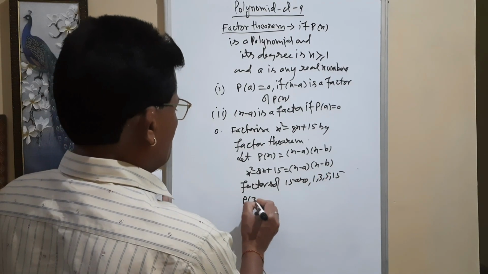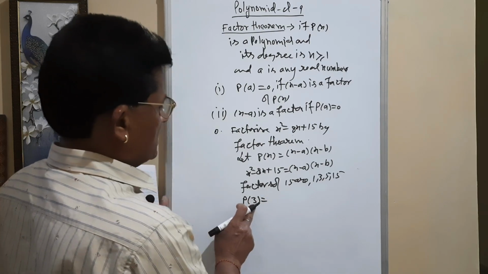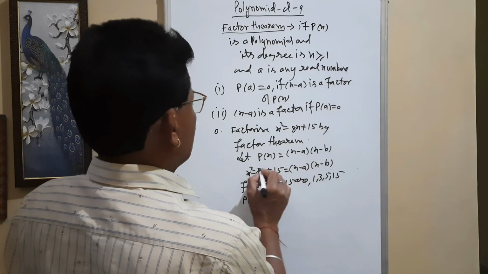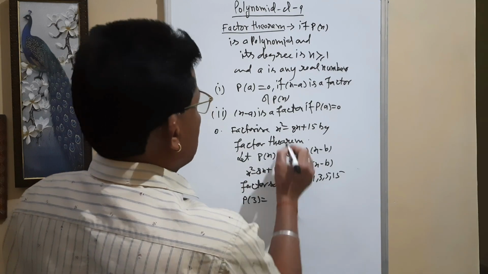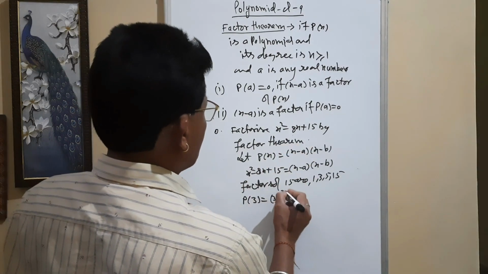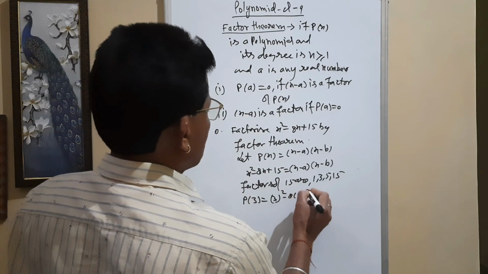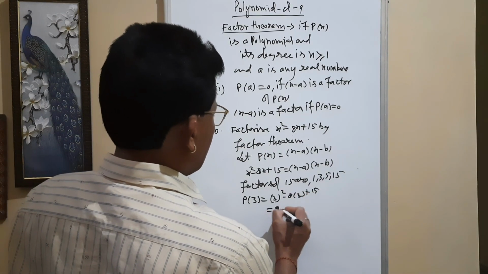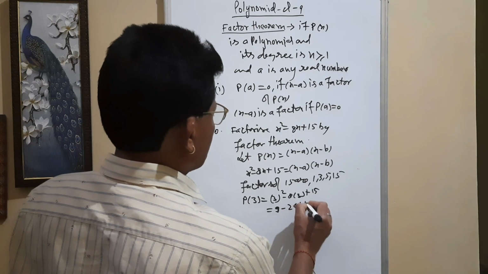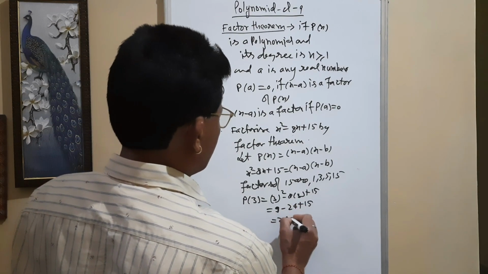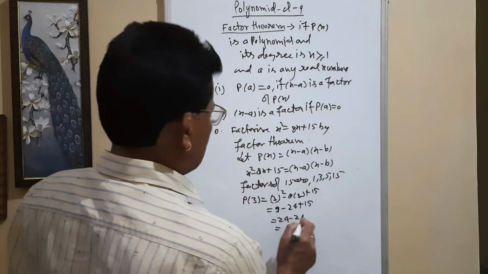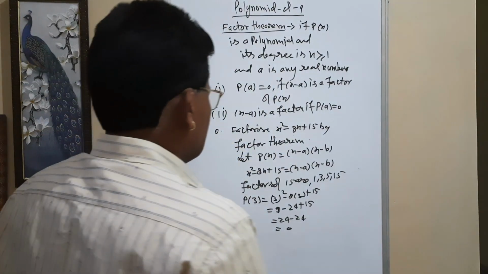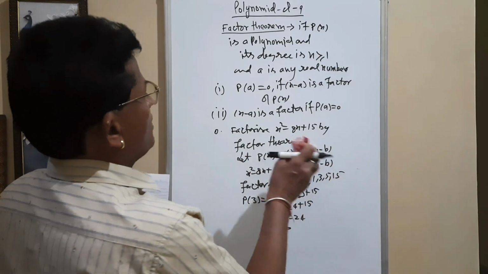Let me first prove whether 3 is a zero of this polynomial or not. Put it in P(x). In place of x, you write 3 square minus 8 into 3 plus 15. It will be equal to how much? 9 minus 24 plus 15. And 24 minus 24 will be equal to 0. Very important thing, because 3 is a zero of this polynomial.